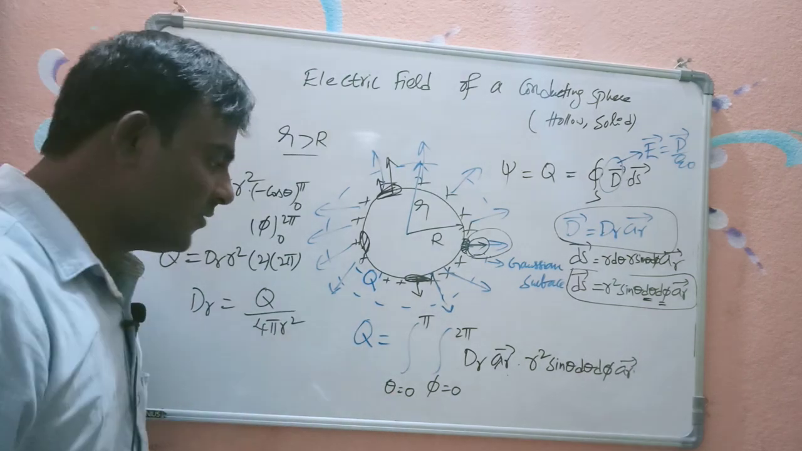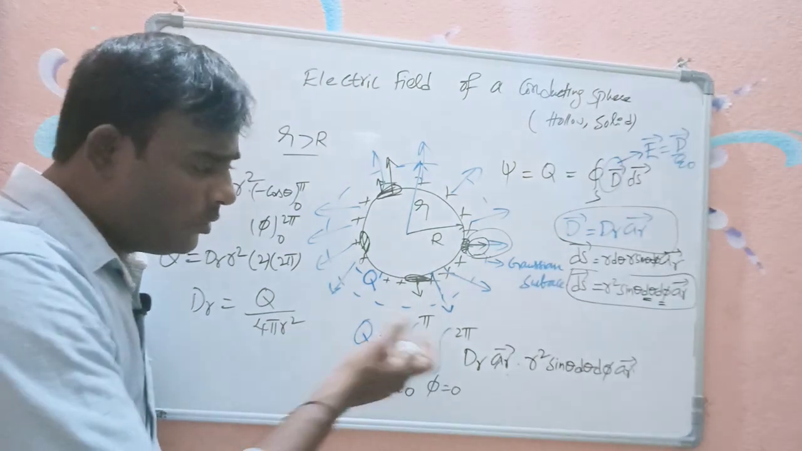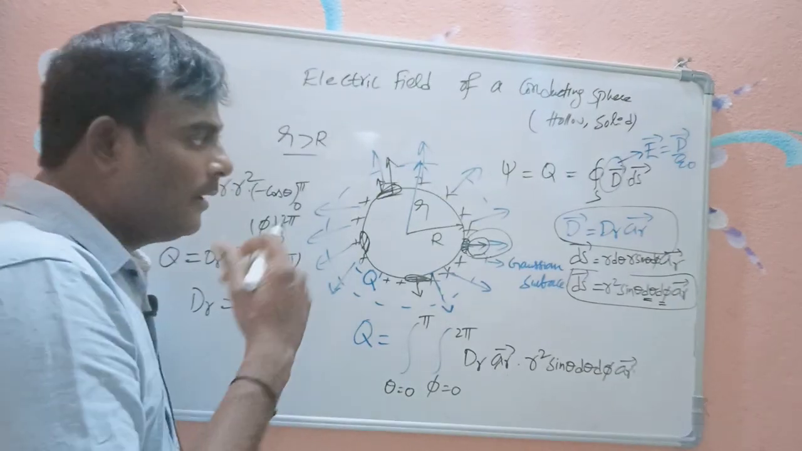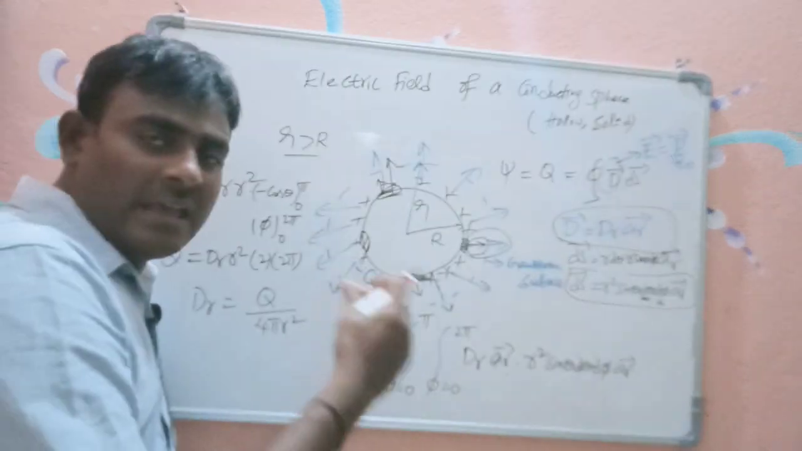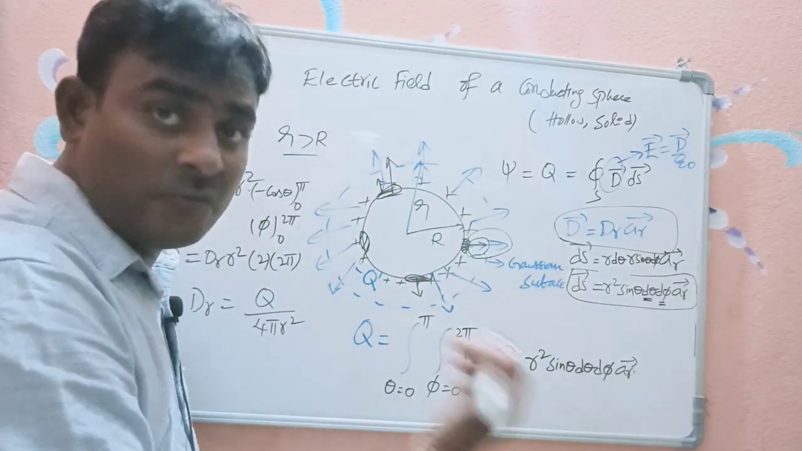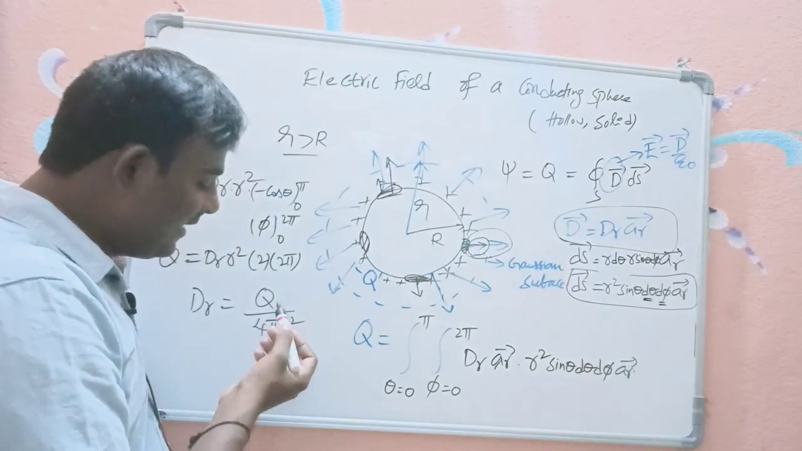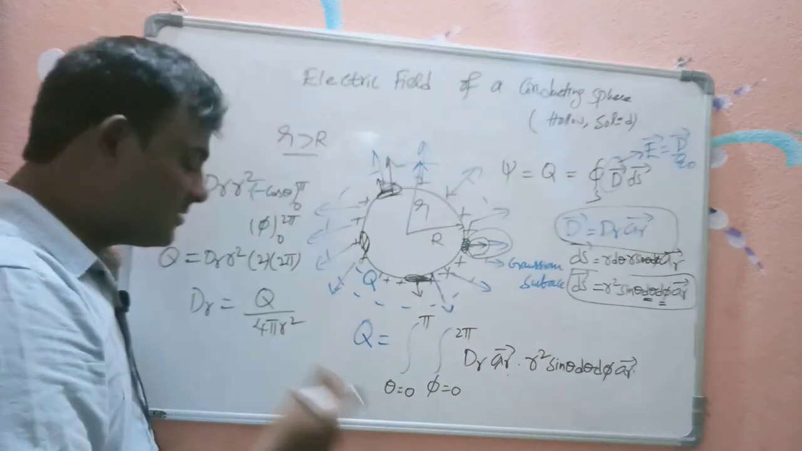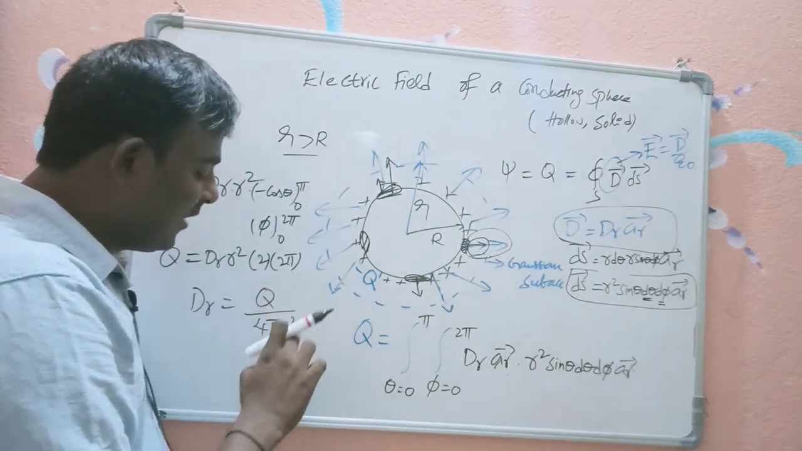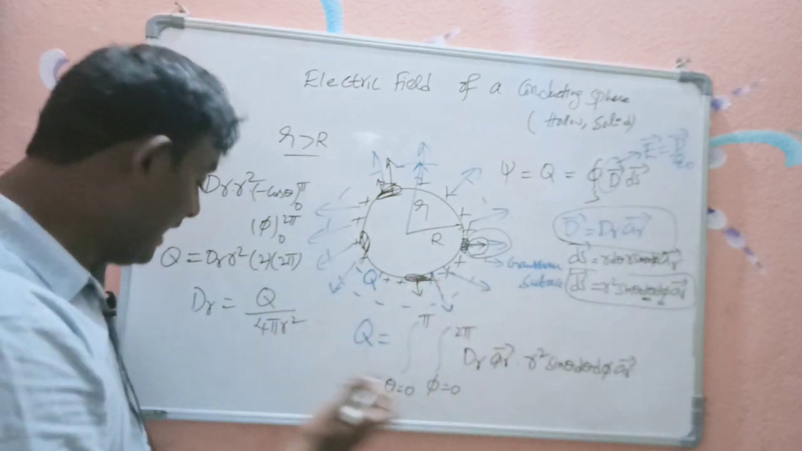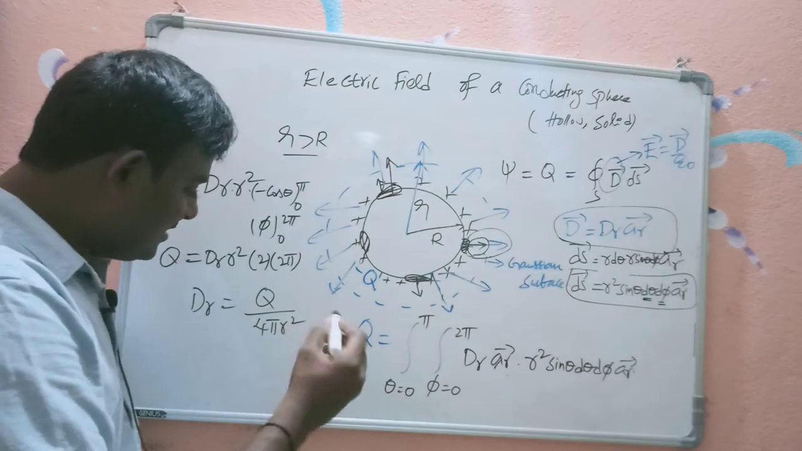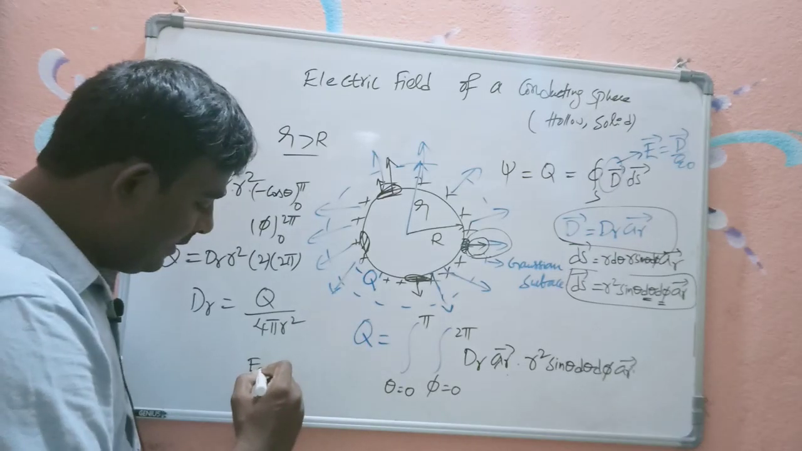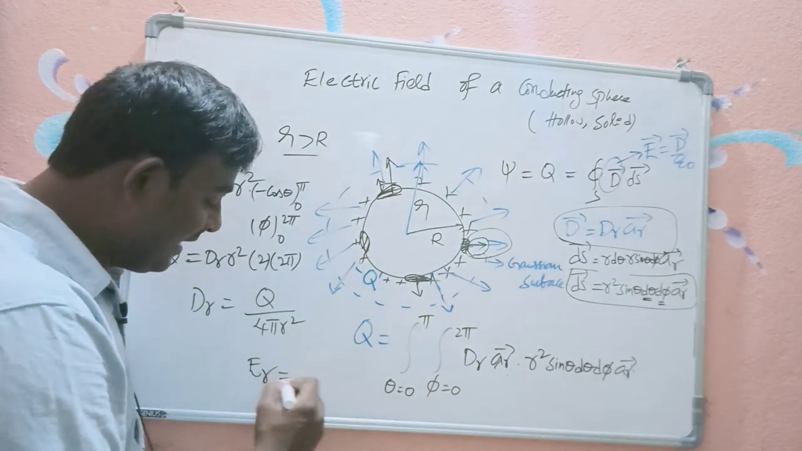So 4 pi r square you can directly write without doing this integration, because as you know the area of the sphere is 4 pi r square. Just dividing that with the flux, flux is nothing but the charge according to Gauss law. So if you divide this with flux, you will get Q by 4 pi r square directly. So this is Dr.